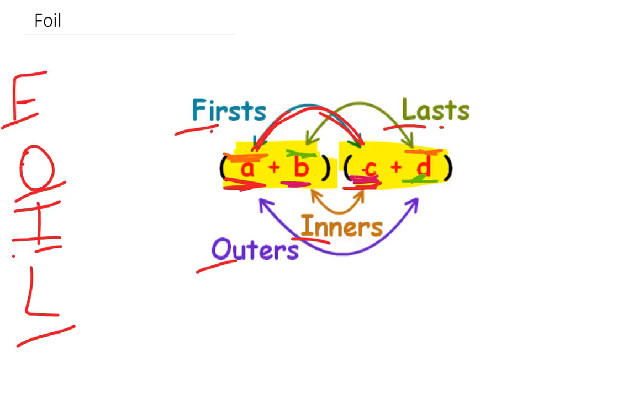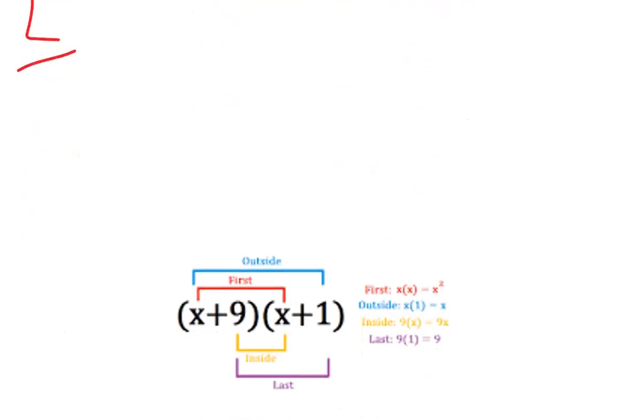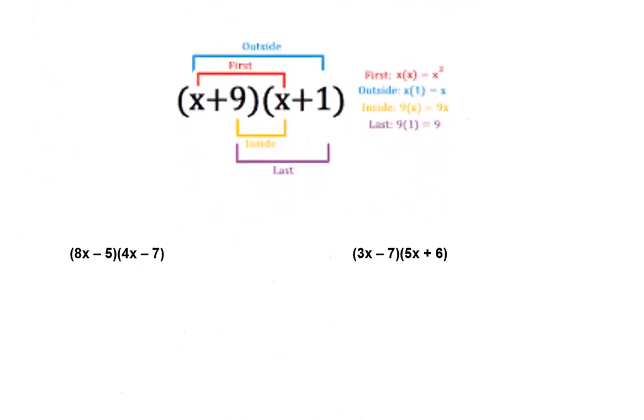Now, if we apply that, we'll see it done here. So I've got an example here. I've got x plus 9 times x plus 1. X plus 9 cannot be simplified down anymore since x and 9 are not like pairs. And then same thing for x plus 1. Can't simplify down anymore, so I can multiply them together. In order to multiply them together, I've got to think FOIL. My firsts would be x and x. X times x gives me x squared.